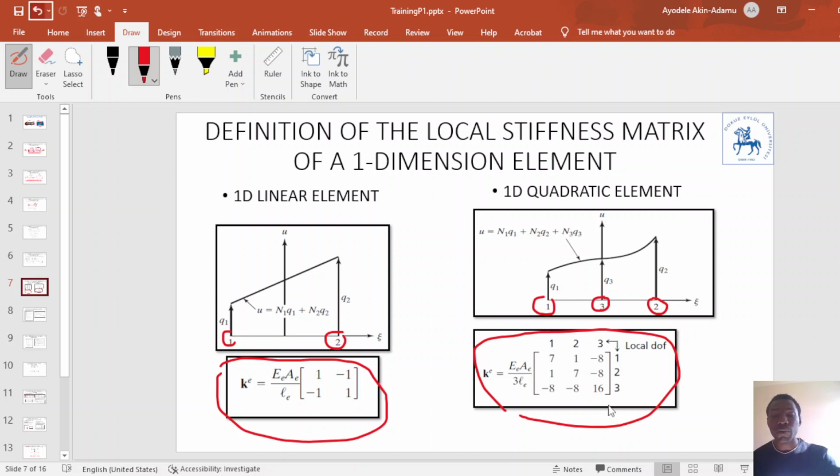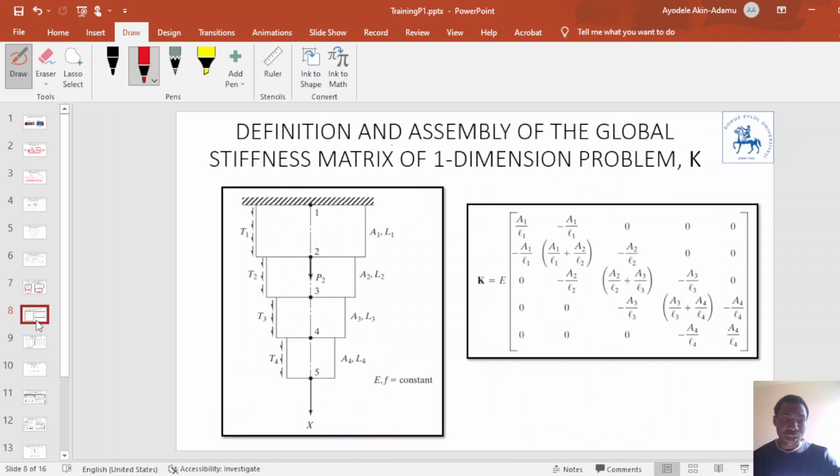So in a one-dimensional problem, the first step you need to do is define the local stiffness matrix of all elements in the model. If you have, say, 4 elements, you need to define the local stiffness matrix for each of the 4 elements. Next, you need to understand how the global stiffness matrix of the body is assembled for a one-dimensional problem from the local stiffness matrices. This is important.